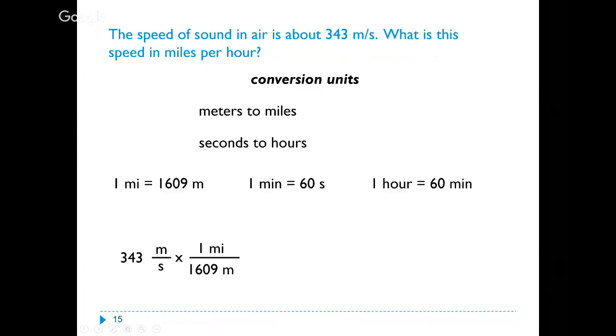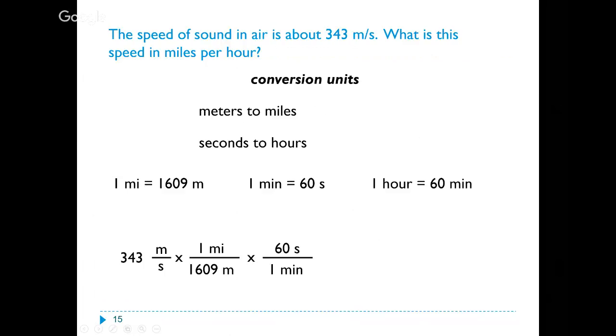So I can get rid of my meters by this conversion factor here, meters, meters. Those are diagonal to each other. I have my 1 mile on the top. Now, I need to get rid of my seconds. Well, now instead of a next door neighbor downstairs, I have like 2 neighbors down the hallway upstairs. Why? Because this unit is on the bottom. You have to have a diagonal relationship between your units in order for them to cancel out. That is the bottom line.